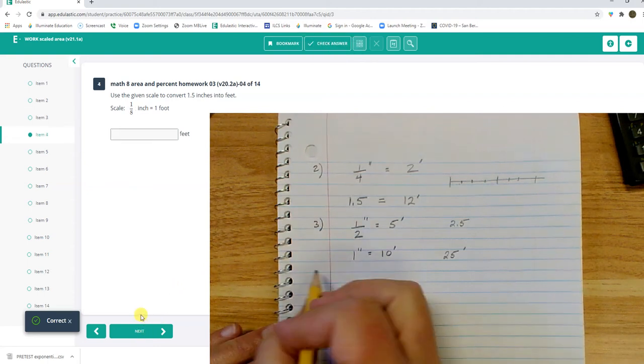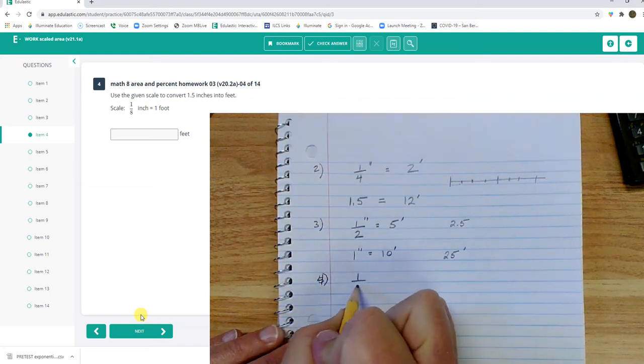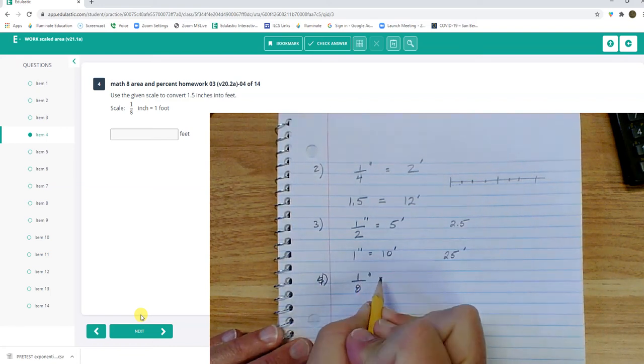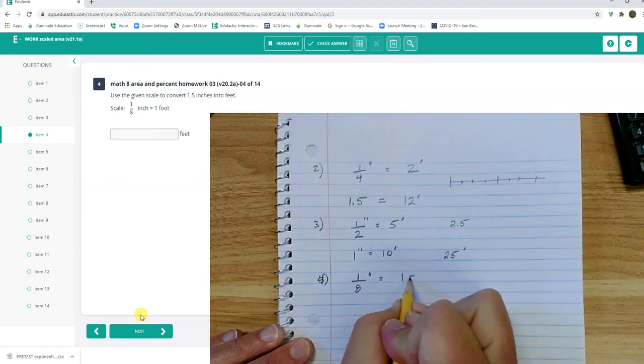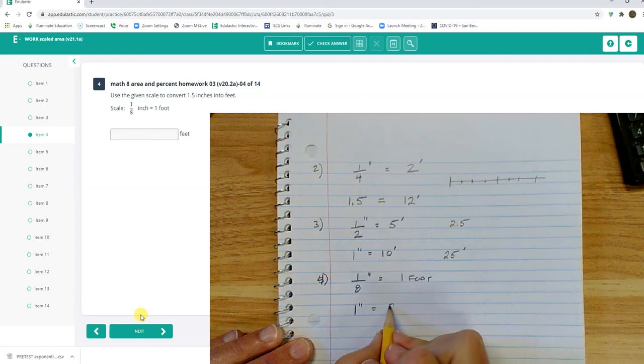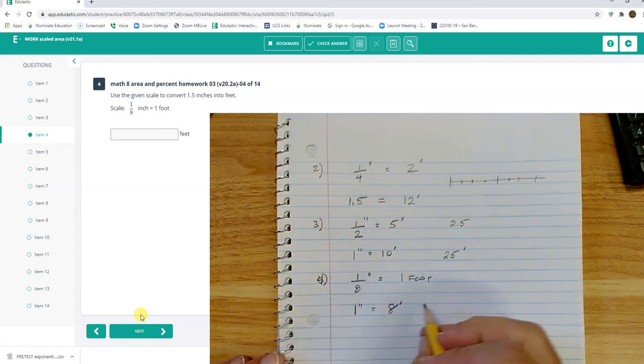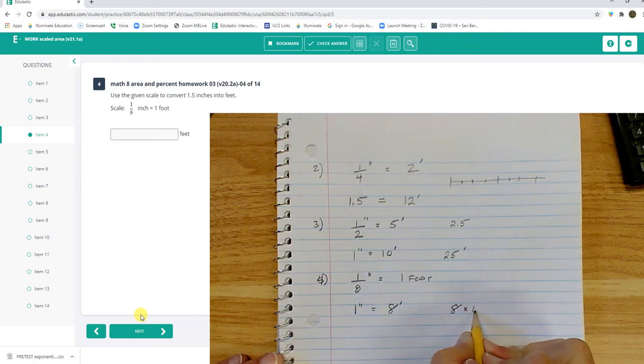Okay, 1/8 of an inch equals 1 foot. Okay, so what does 1 inch equal? Well, I would need 8 of these to make an inch, which means I need 8 of those, so it's 8 feet. So 1 inch equals 8 feet, and I have 1.5 inches. So let's multiply both sides by 1.5. So 8 times 1.5, and that's going to be 12.